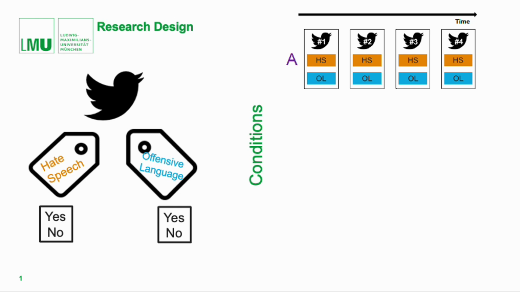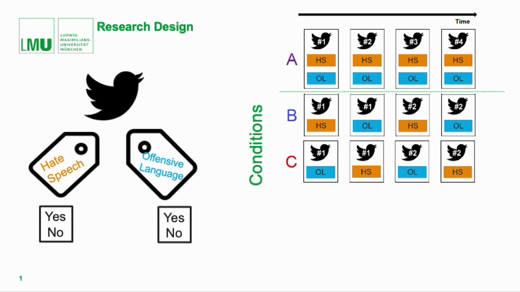In condition A, the annotators were asked to simultaneously say whether the given tweet is hate speech or not, and whether the given tweet is offensive language or not. Then, in condition B, the annotation for each tweet was split up. Given a tweet, on the first screen, we first ask whether the given tweet is hate speech or not. Then, on the next screen, we ask whether the tweet is offensive language or not. And condition C just flipped the order.